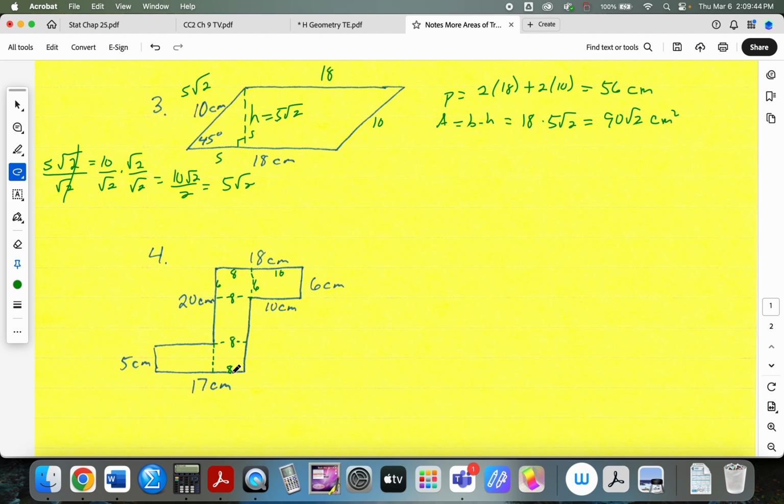And if this piece is 8, and this whole thing is 17, how much does that leave for this piece? 9. So this is 9. Then going back up here, if this piece is 6 out of the 20, that leaves 14 for these two pieces. And if that's 5, this is 5, and so is this.